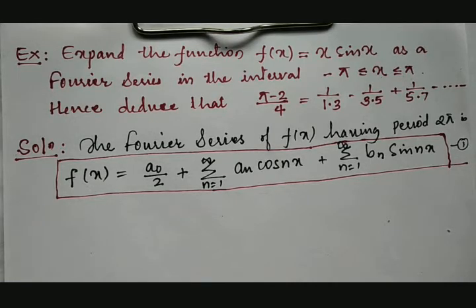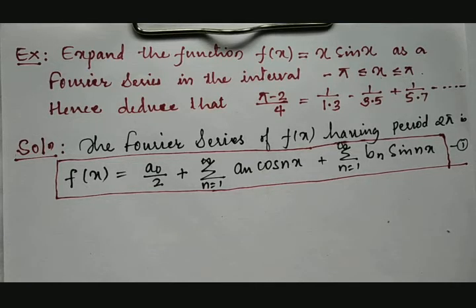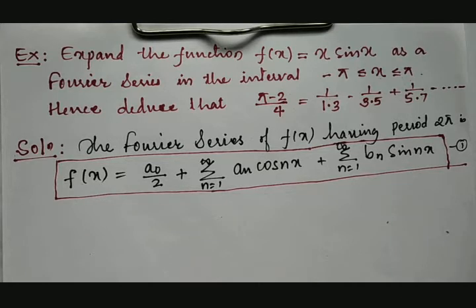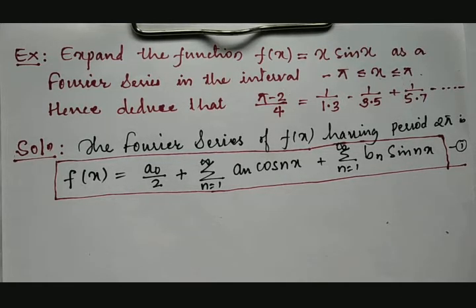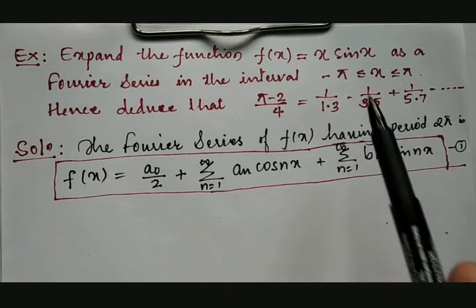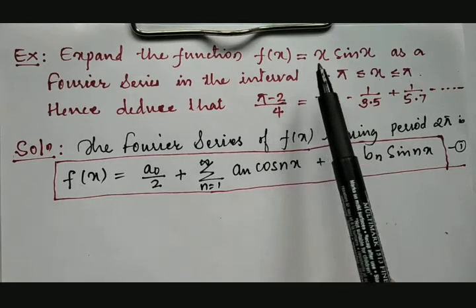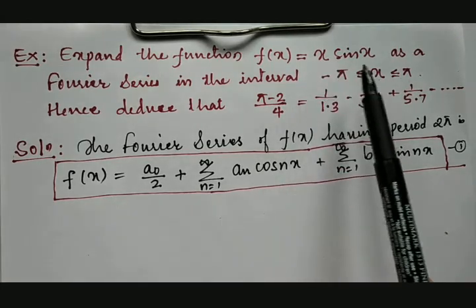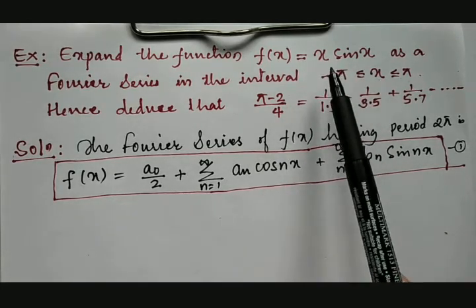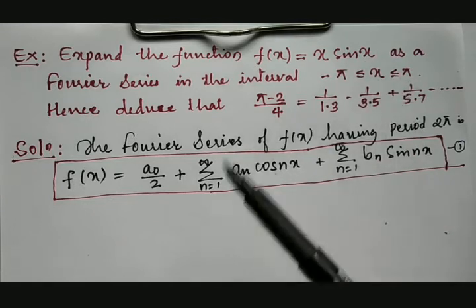Today, we will be discussing an important example of Fourier series: how to obtain a Fourier series of a given function between the given interval minus pi to plus pi. And we are also going to deduce a required series. First, the given example is f of x equal to x into sine x, which is a product of two functions, algebraic as well as trigonometric.